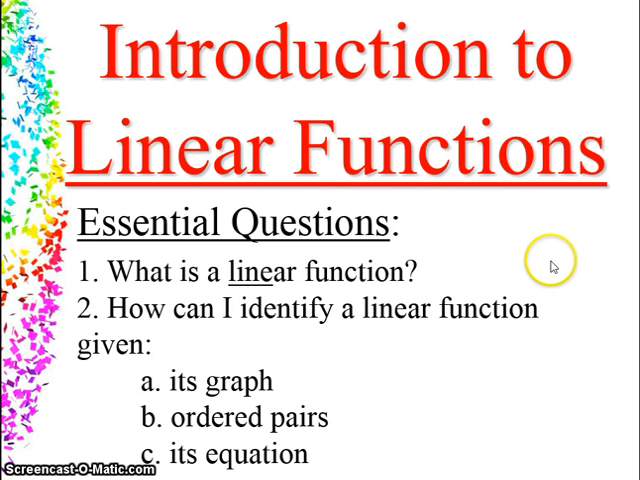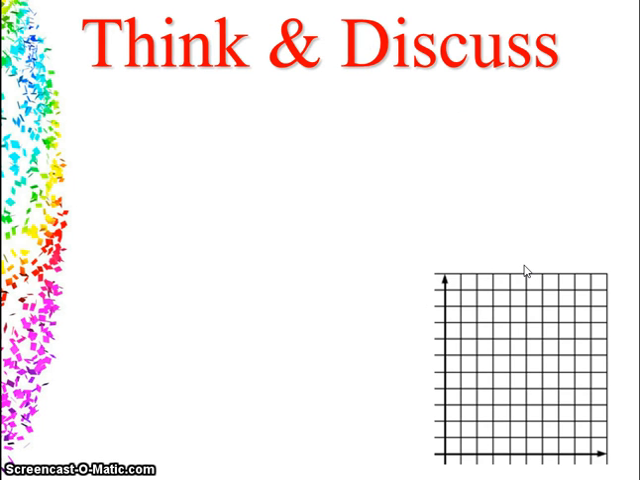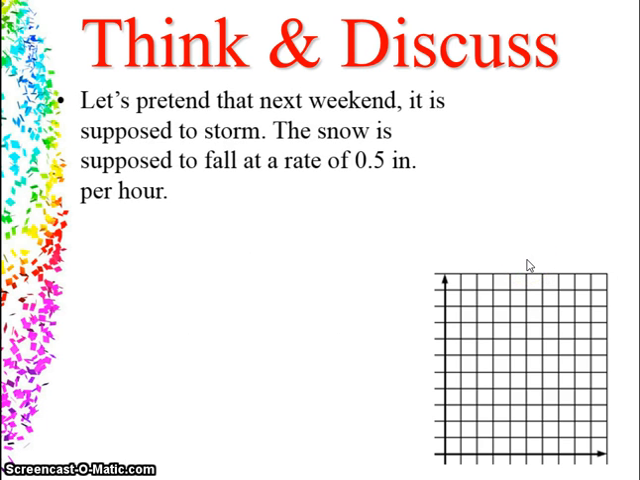Now, before we start looking at a linear function, let's review a problem that we've seen from Unit 5 and then connect it to a linear function. So we're going to think and discuss the following situation. It says, let's pretend that next weekend it is supposed to storm. And let's say that the snow is supposed to fall at a rate of ½ inch per hour. Would this represent a relation or a function?